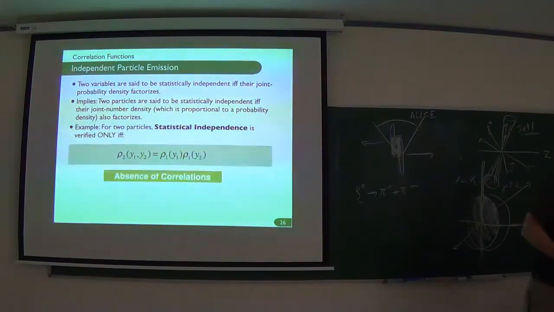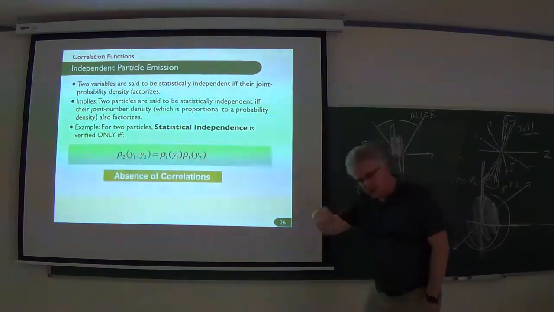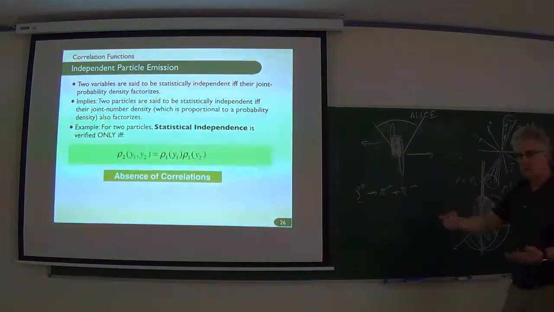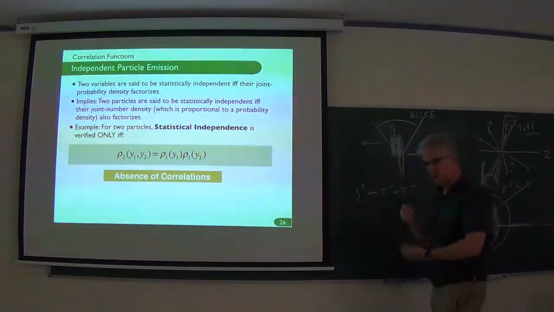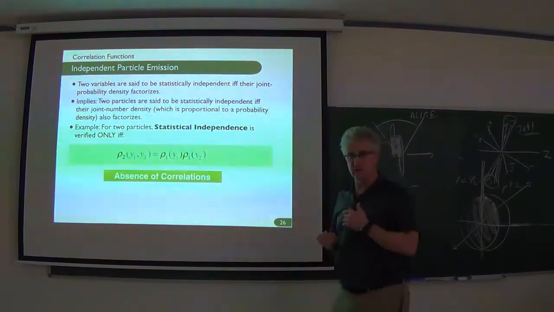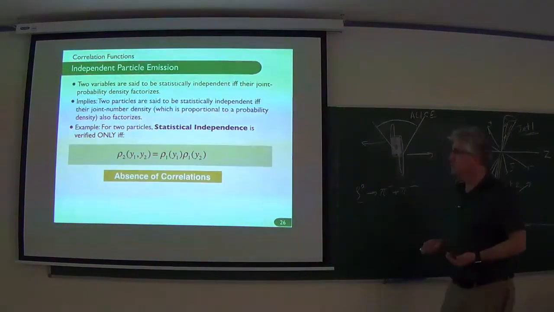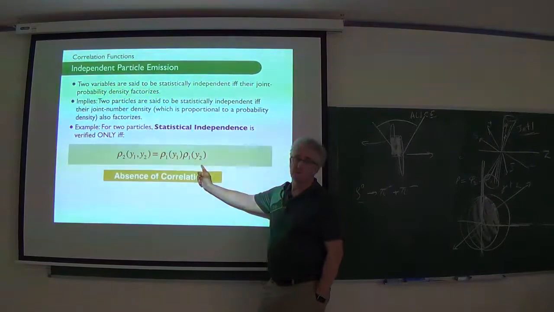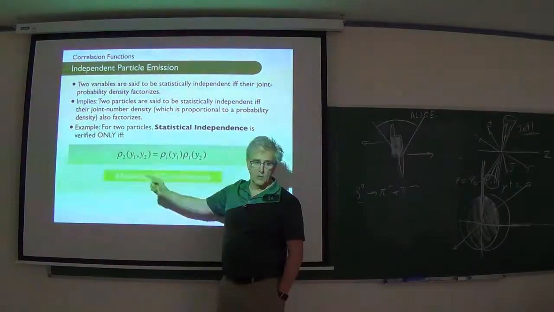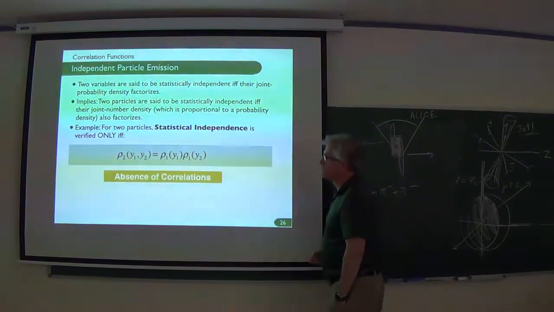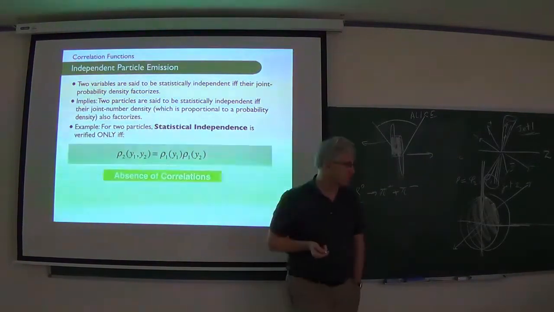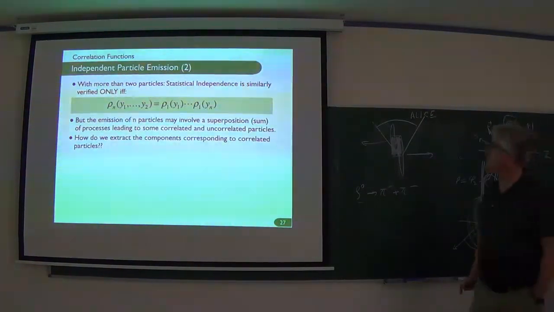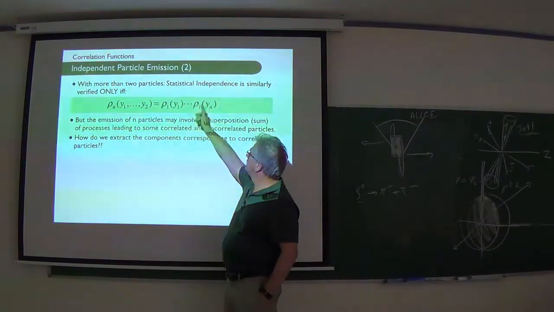Our reference, or baseline, will always be independent particle emission. That is, you are producing 2, 3, 4, 5 particles. If they are emitted independently of one another, that is, if they are statistically independent of one another, you will always be able to express the two-particle density as a product of single-particle densities. So this is the case of 2. It would look the same for 3. You would have rho 1, rho 1, rho 1, and so on and so forth. For n particles, you would have rho 1, n times.